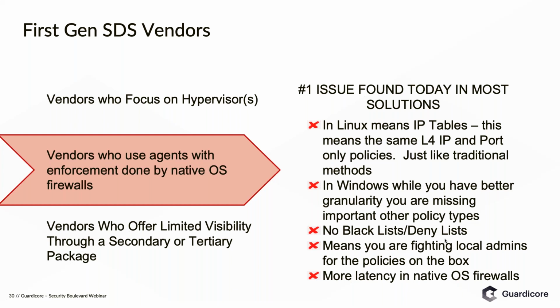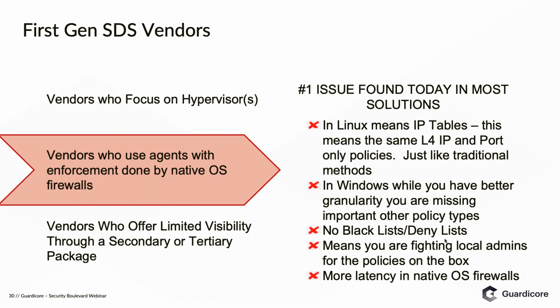With that said, vendors who use agents that rely on native Windows firewalls give you a little more granularity, but you're missing some important things, including the ability to do blacklists and deny lists. I'm going to show you this later on. But just keep in mind, any vendor that doesn't have their own firewall and uses the native OS firewall is stuck at layer 4 for Linux. And on Windows, you have no blacklists.